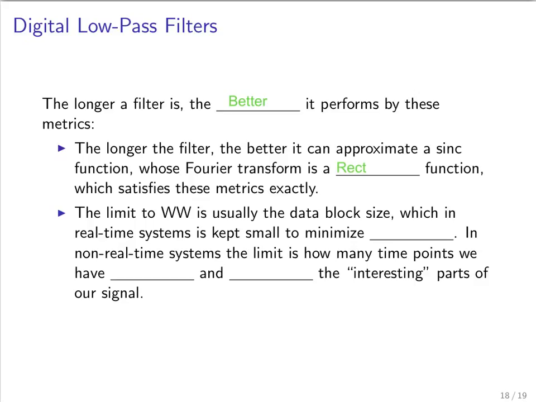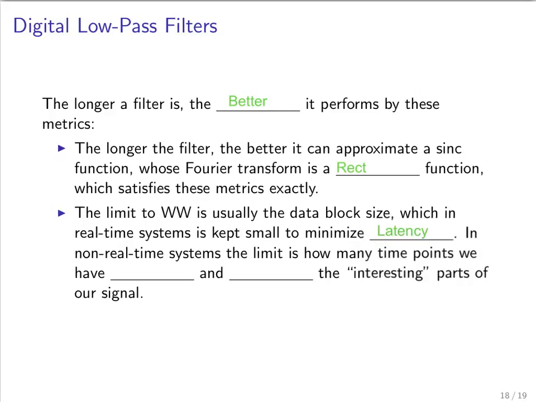Exactly. The limit to window width is usually the data block size, which in real-time systems is usually kept small. It's usually kept at some 2 to the 10th or so block size in order to minimize latency. That is the wait time that we have between when we collect the signal and actually get the real-time response, or get some output of that signal.